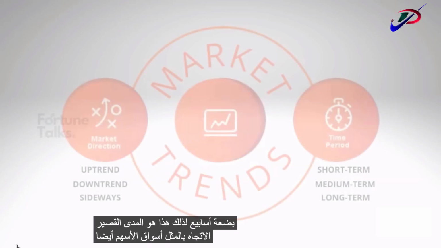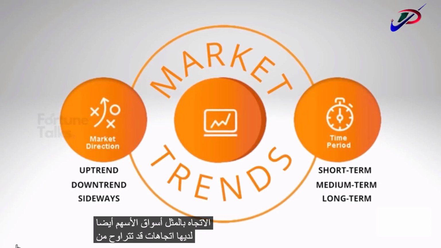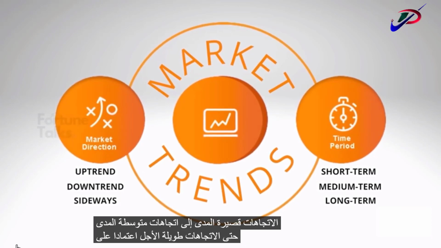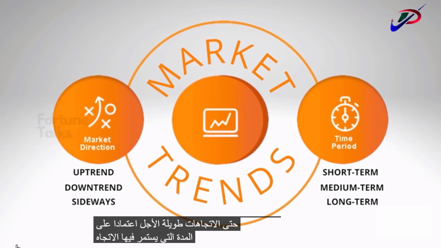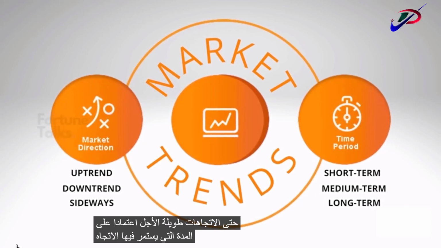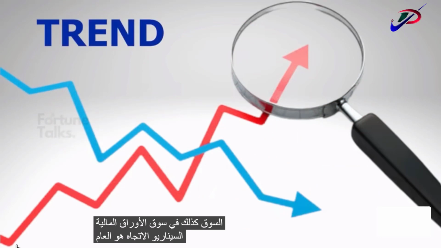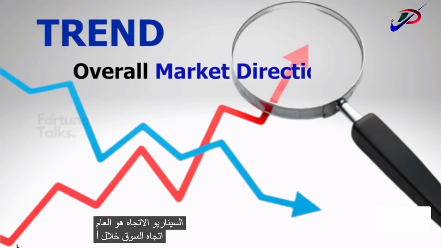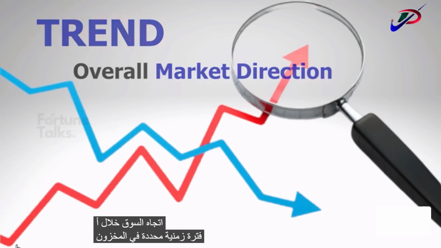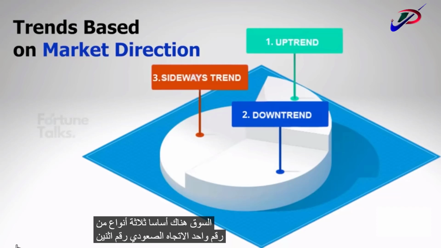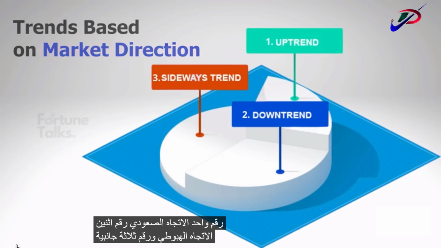Similarly, the stock markets also have trends that may range from short-term trends to medium-term trends to even long-term trends depending on the duration which the trend persists in the market. So in the stock market scenario, a trend is the overall direction of the market during a specified period of time. In the stock market, there are mainly three types of trends. Number 1, the uptrend. Number 2, downtrend. And number 3, sideways trend.